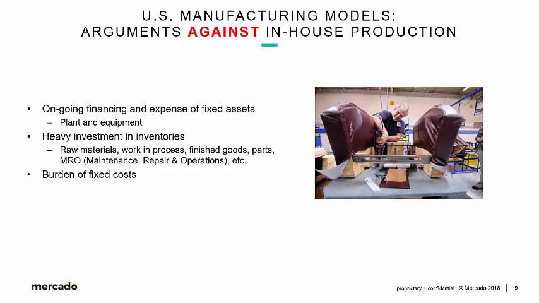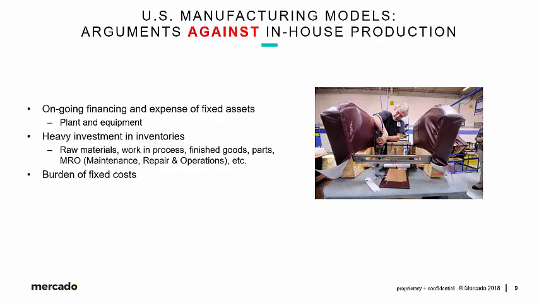Second bullet, because we are the producer, we also have to make heavy investments in inventories. We're the manufacturer, so we need to acquire and pay for raw materials, sub-assemblies, all of the different types of materials that go into a production environment. But also, when we're producing but haven't finished yet, we're dealing with work in process. There's a value to that.